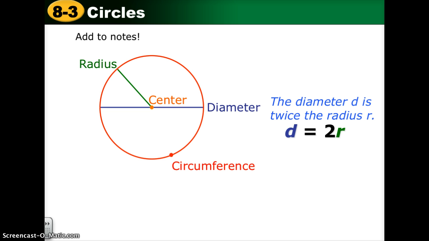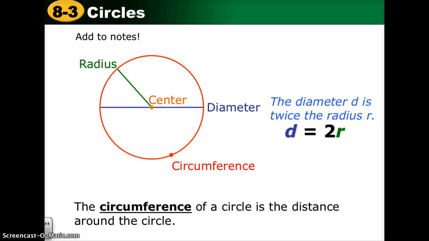And we have our center. So you can see the radius goes through the center and the diameter goes through the center. Circumference is the distance around the circle.